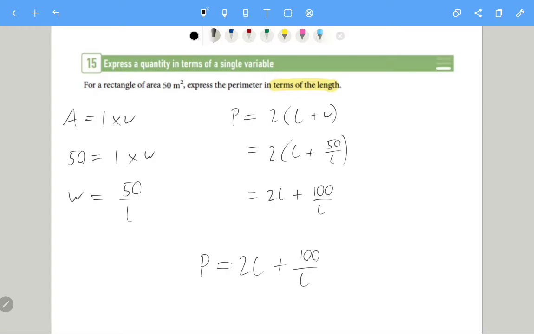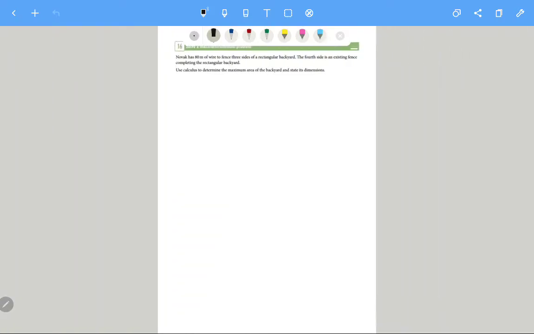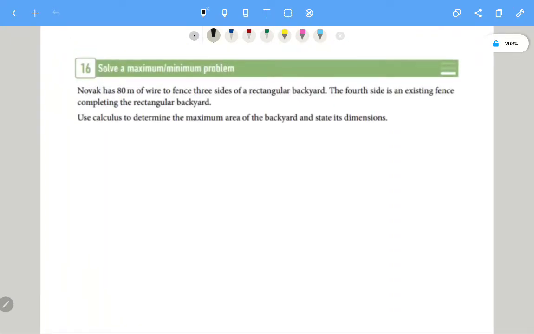Alrighty, so now that we've got an equation like that, let's see if we can actually do something with it. Novak has 80 meters of wire fence to fence 3 sides of a rectangular backyard. The 4th side is existing fence completing the rectangular backyard. Use calculus to determine the maximum area of the backyard and state its dimensions. Alrighty, so let's just draw a quick picture so we understand what's going on. We've got a fence and we're going to be building off that fence a rectangle in which the sum of these sides is going to add up to 80.